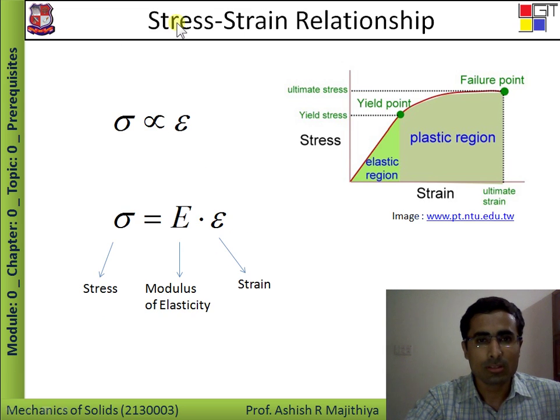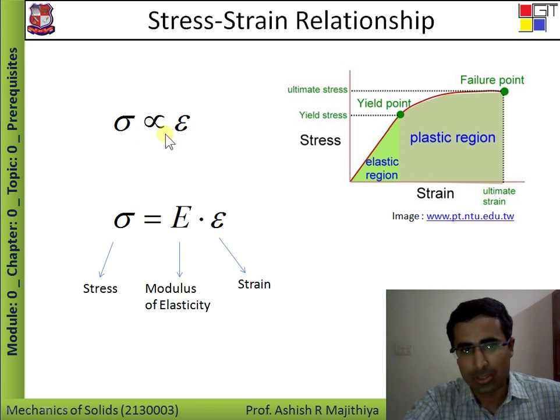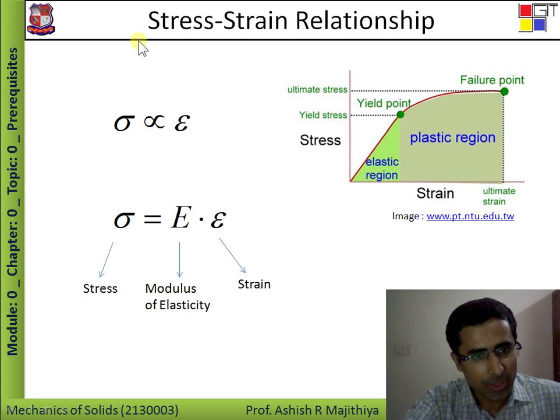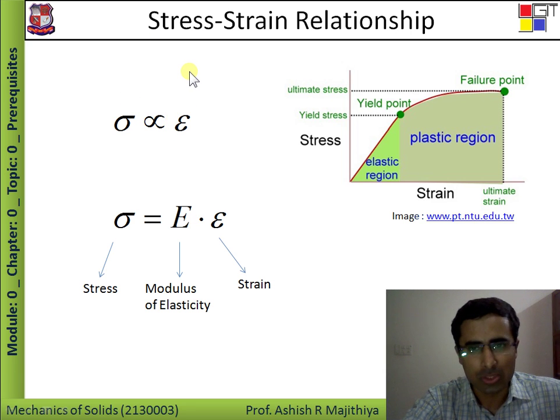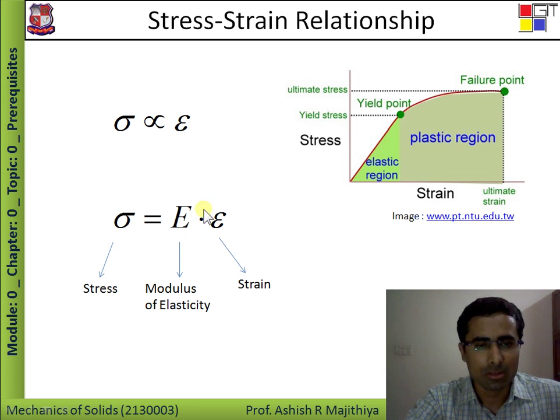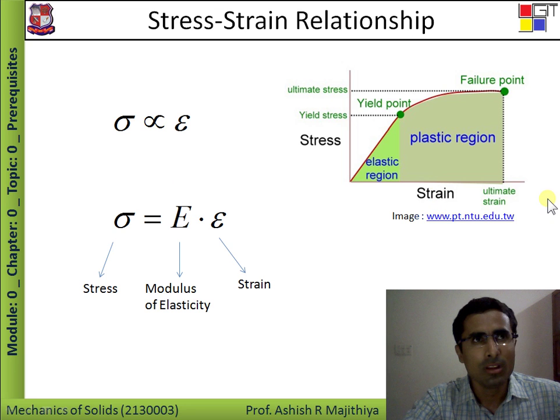So what the relation says, that stress is directly proportional to strain. So higher the stress, more the elongation or strain. So the constant is modulus of elasticity. It is the property of material that we'll understand in the next upcoming chapter in the module 3.